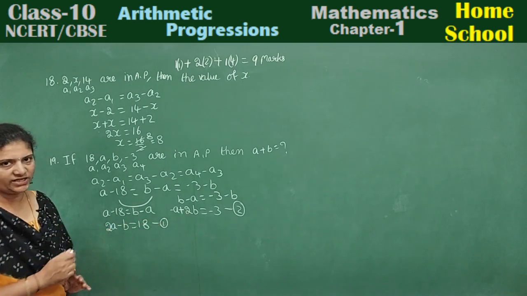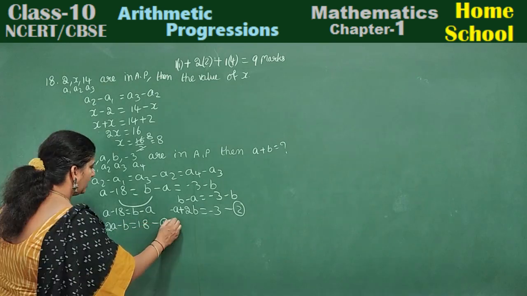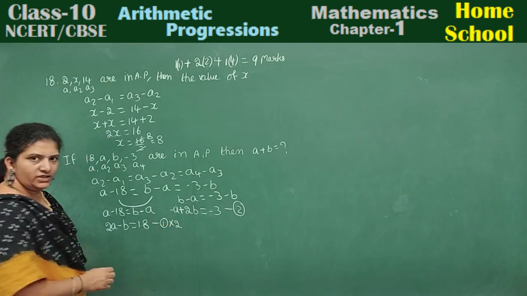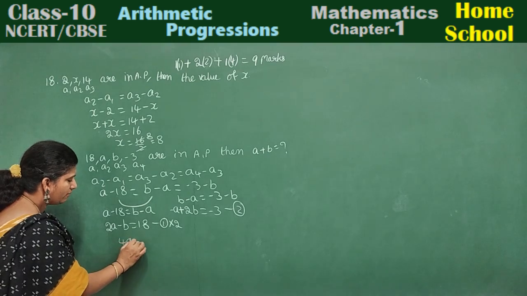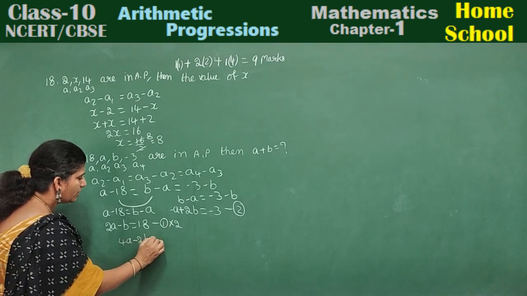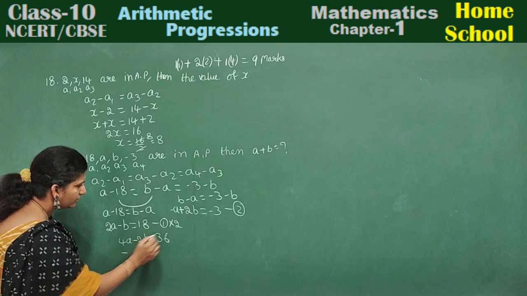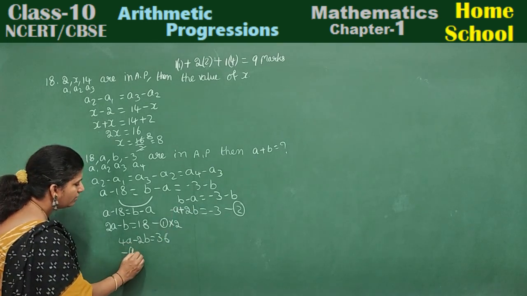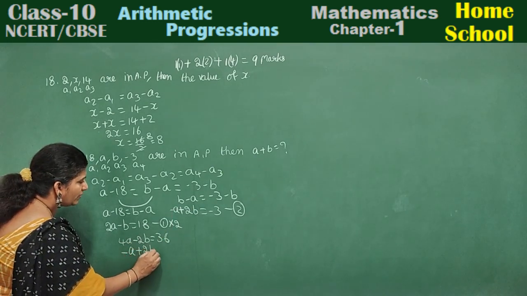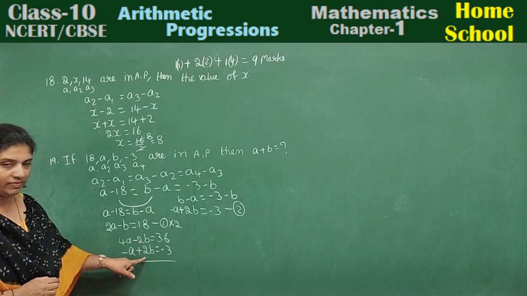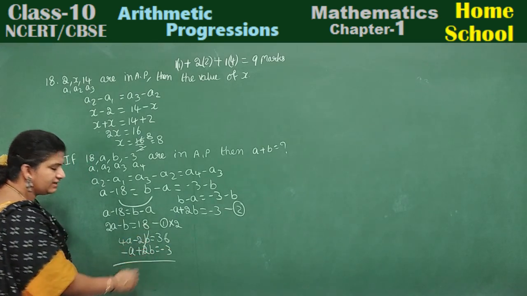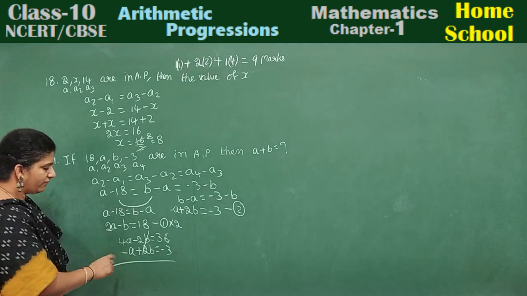So any one equation multiply with 2. Let me multiply first equation with 2. 2 2s are 4a minus 2b is equal to 36. And take the second equation. Minus a plus 2b is equal to minus 3. See here, minus 2b plus 2b, you can cancel. Directly add the two equations.